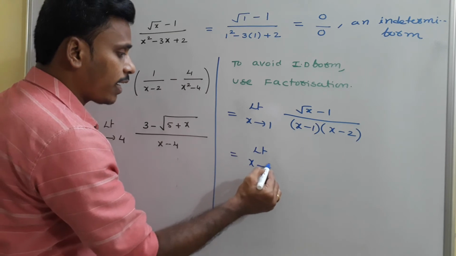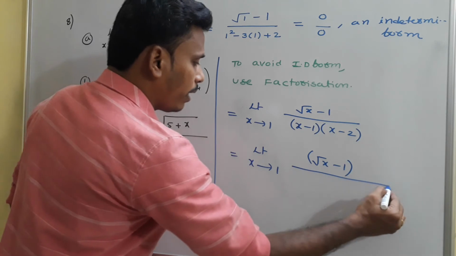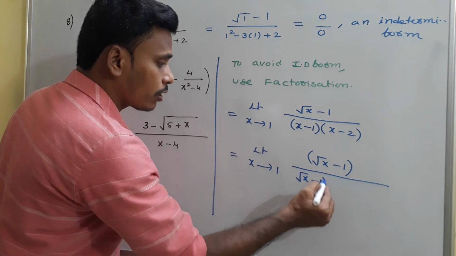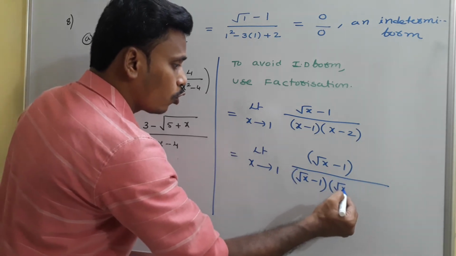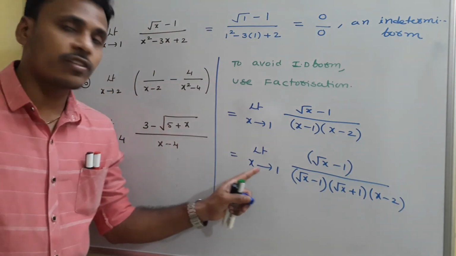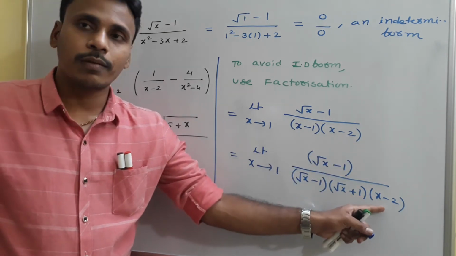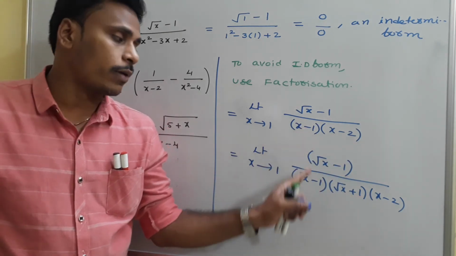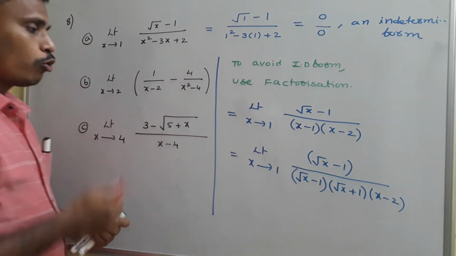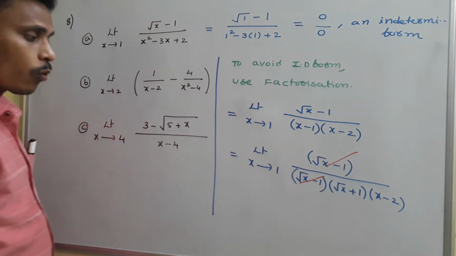So limit x tends to 1, the numerator is root x minus 1 divided by x minus 1. I will rewrite this x minus 1 like this, just pay attention: root x minus 1 into root x plus 1 into x minus 2. Since x is tending to 1, we have a problem with this 1 only, not with 2. That's why don't disturb that x minus 2. Just split this x minus 1 as root x minus 1 into root x plus 1. Now at the end, if you observe, the numerator is root x minus 1, the denominator is root x minus 1.